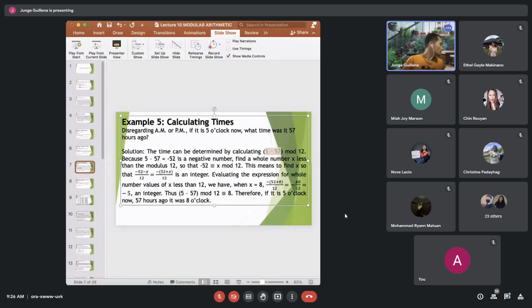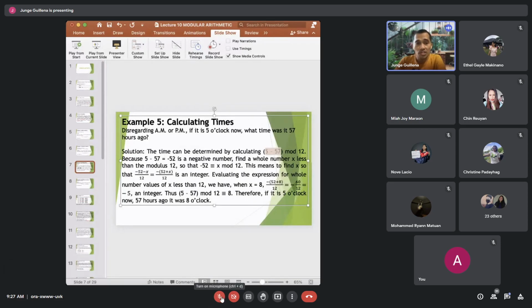Maka-compute niyo ana, kung ballpen dire, o lapis. 62 divided by 12, 5 times 12 is 60. Five. Dili ang answer ang quotient. Ang answer is the remainder. So, pila yung remainder? 2, di ba? 62 divided by 12, di ba ang remainder is 2?